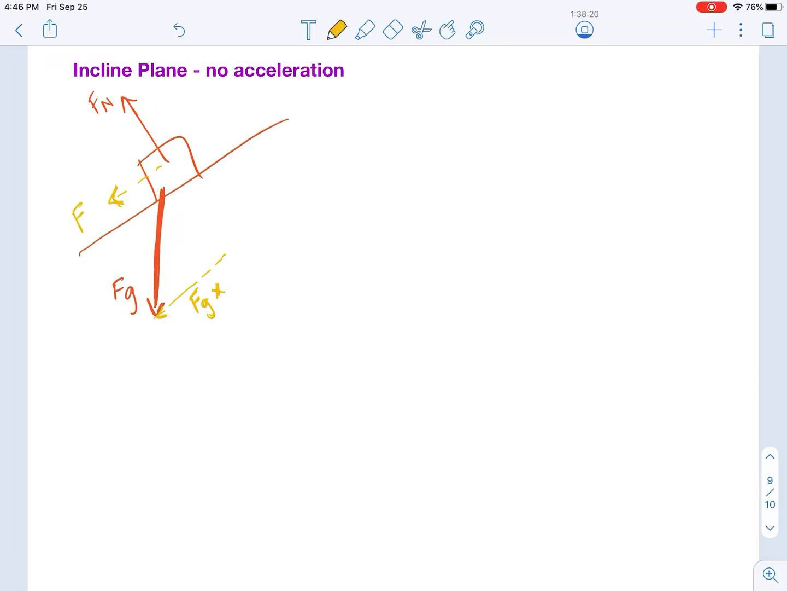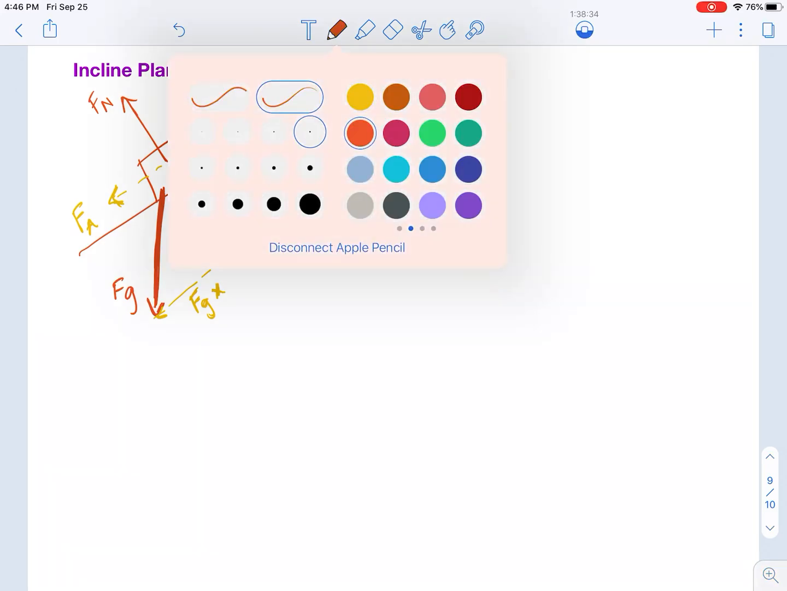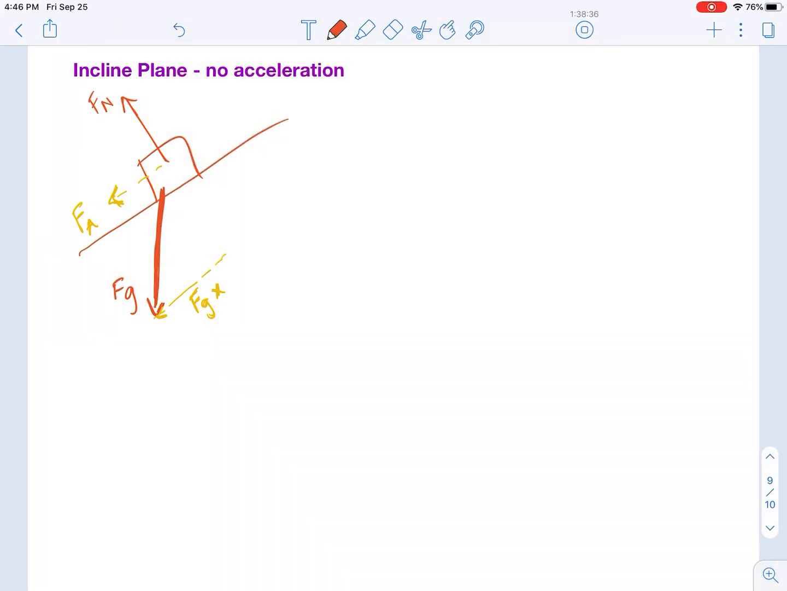So this would serve as my applied force pulling my object downward, okay? If my object does not accelerate, that means that there is a force that is working to oppose that.